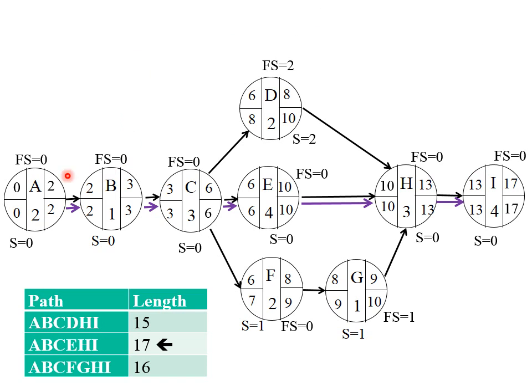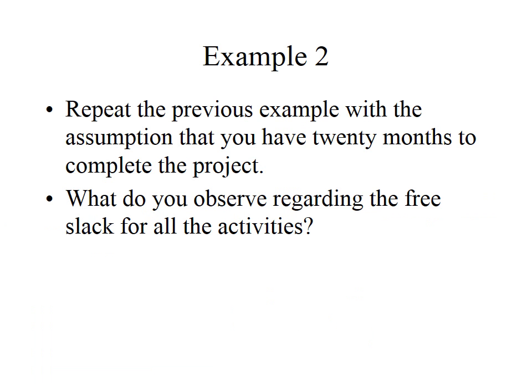Notice, all the activities on the critical path have a free slack of 0. But free slack of 0 does not mean an activity is on the critical path. Example, F. F has a free slack of 0, but this is not on the critical path. So by definition, you will notice that free slack for a critical activity will always be 0.